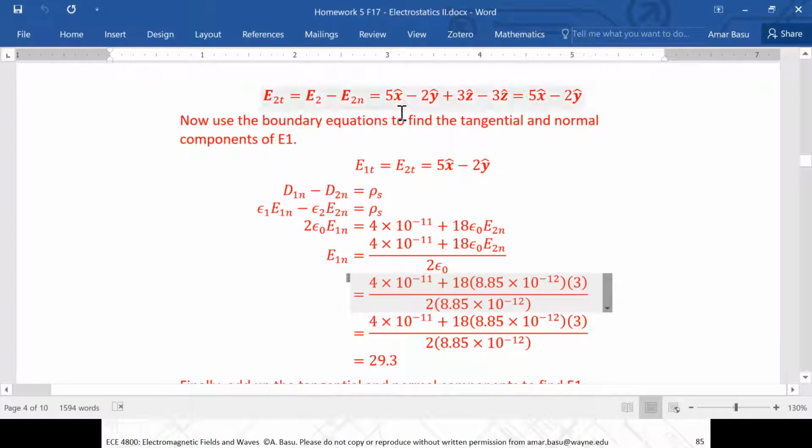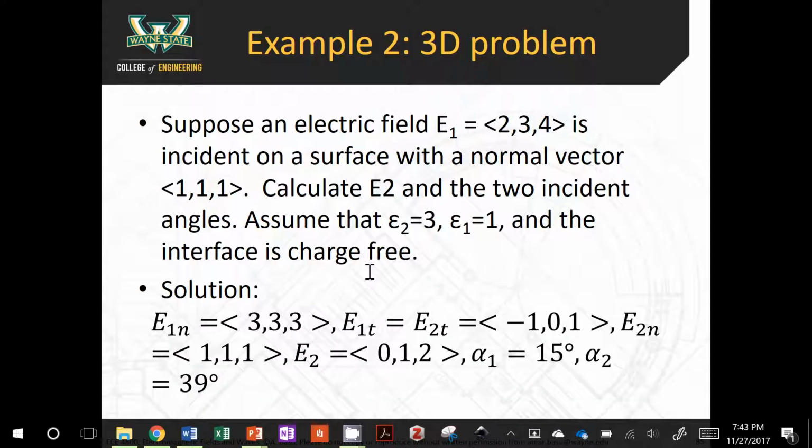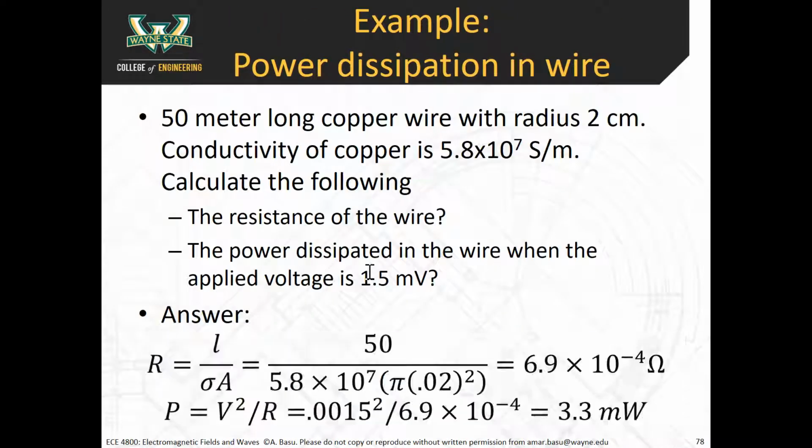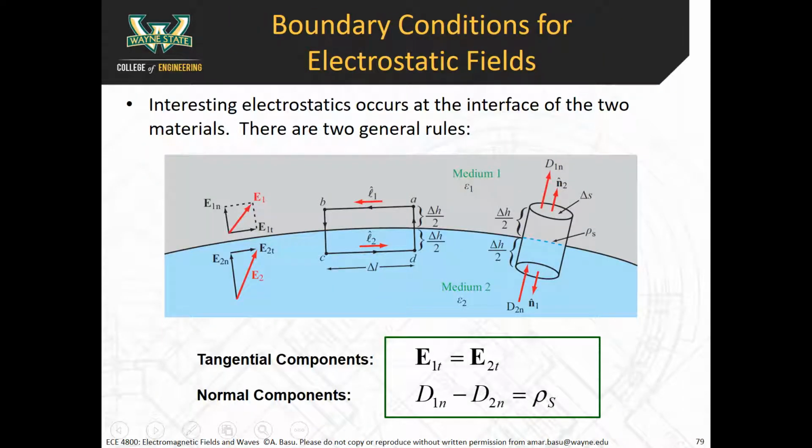E1n. This part here? Is it supposed to be the magnitude of it? Yeah, the magnitude of it. Oh, that is the magnitude. Okay. Yeah, this formula here, the two boundary conditions: the tangential components are equal to each other, so these are vectors. And the normal component, these are the magnitudes of the normal components.